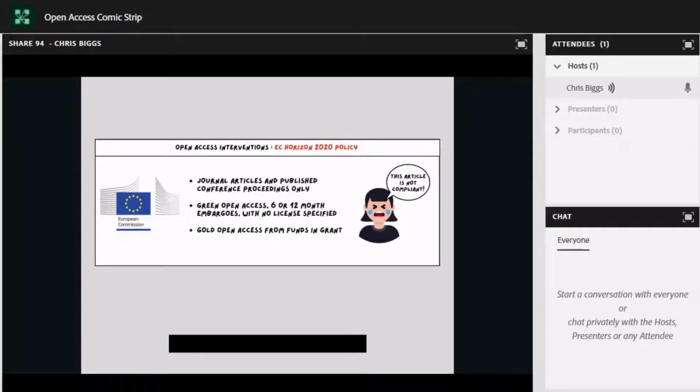The EC Horizon 2020 policy was a similar green open access policy with journal articles and published conference proceedings in scope, 6 or 12-month embargoes with no licence specified, and gold open access could have been provided from funds from the grant.